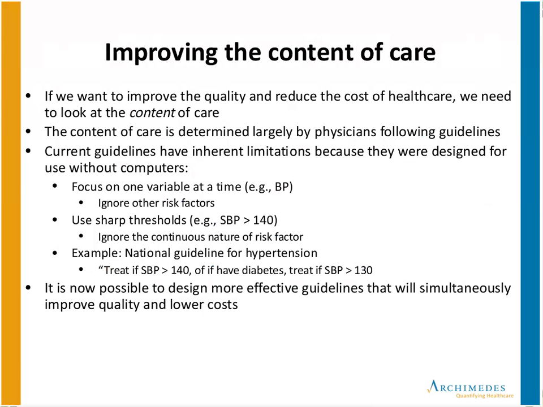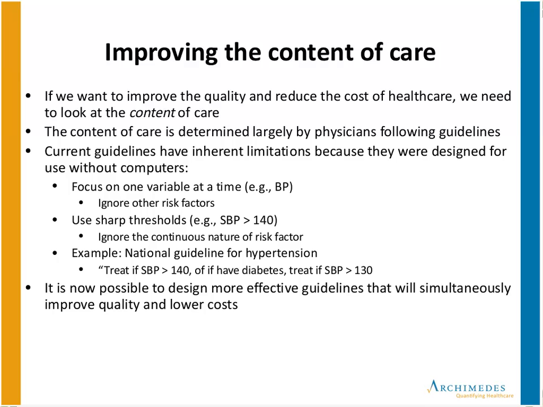In general, guidelines tend to focus on one variable at a time. So there'll be a blood pressure guideline for hypertension or a cholesterol guideline, looking at ATP3. And they also use very sharp cutoff points in defining diseases or disorders in which the biomarkers themselves are continuous in nature. So it sort of ignores the nature of a lot of the risk factors that we're treating every day.